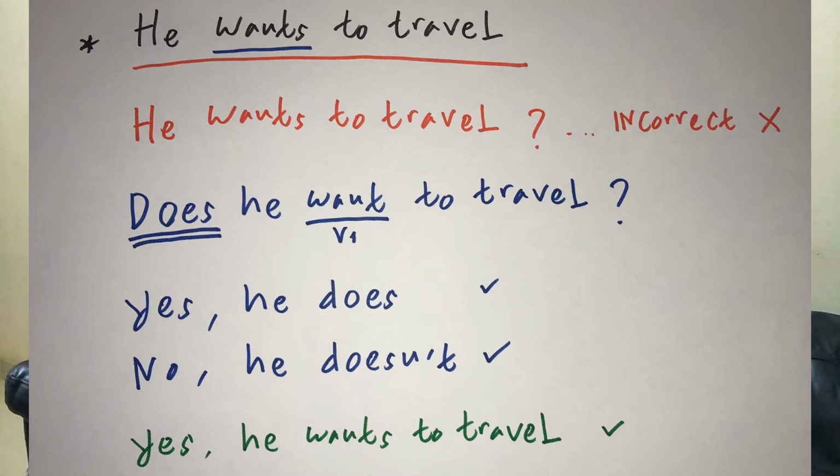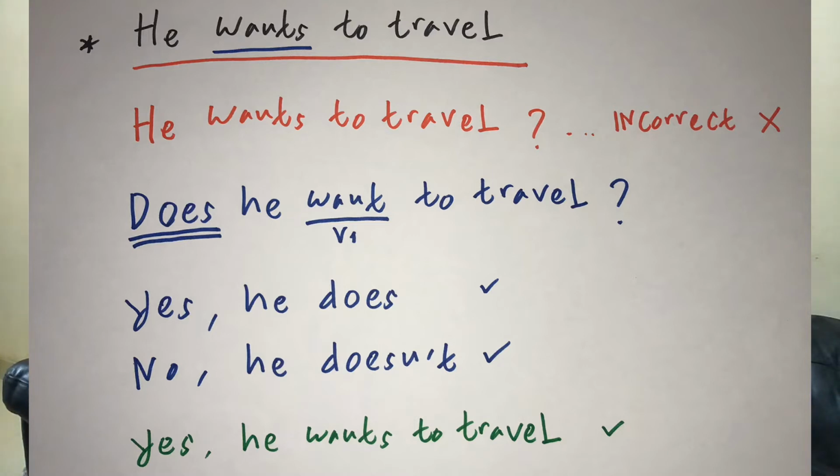Please look at the verb in the sentence, want. After we have auxiliary does, the verb changes into the infinitive form. So wants changes into the infinitive form want. Does he want to travel? So we use does here because the subject is he. The answer will be yes, he does, or no, he doesn't.